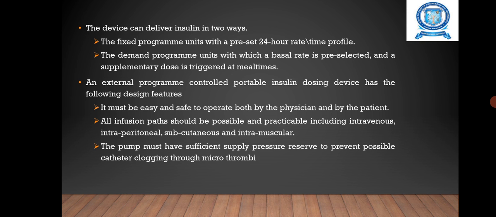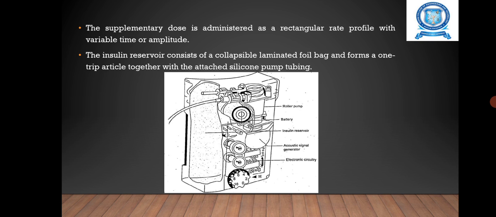The next one is an external program controlled portable insulin dosing device, which has the following design features. It must be easy and safe to operate both by the physician and by the patient. All infusion paths should be possible and practicable, including intravenous, intraperitoneal, subcutaneous, and intramuscular. The pump must have sufficient supply pressure reserve to prevent possible catheter clogging through microthrombi. The supplementary doses are administered as a rectangular rate profile with variable time or amplitude.